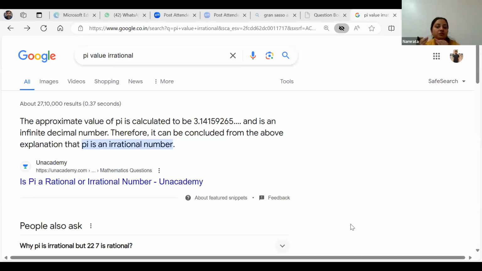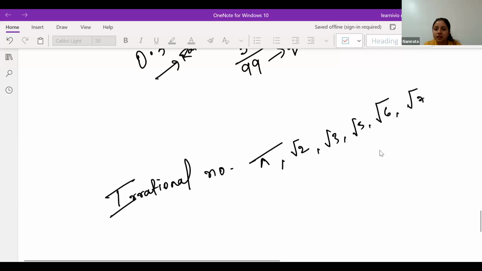Like 2, 5, 2, 5, 2, 5, this type of pattern. Or maybe 1, 4, 1, again 1, 4, 1, again 1, 4, 1. This type of pattern we are not getting. Certain digits are not recurring again and again. That's why it falls in the category of irrational numbers, and irrational number means non-terminating, non-recurring. Pi is an irrational number. 22 by 7 is just the approximated value. So these are irrational numbers.